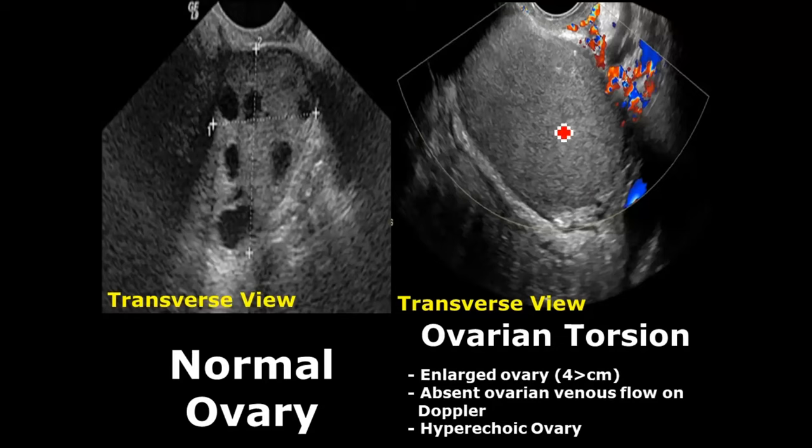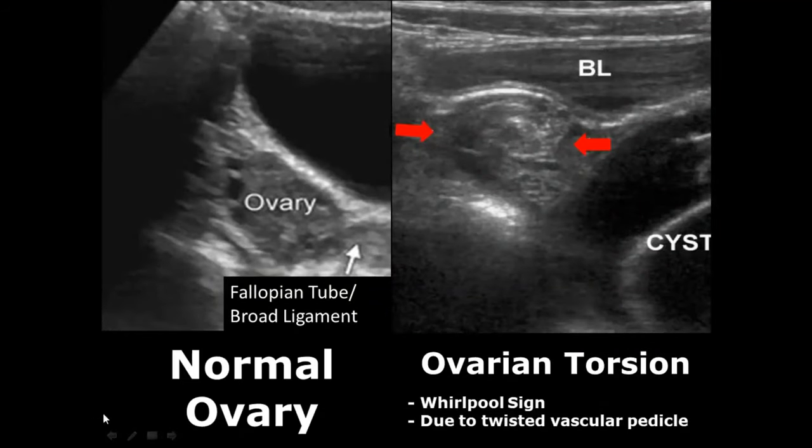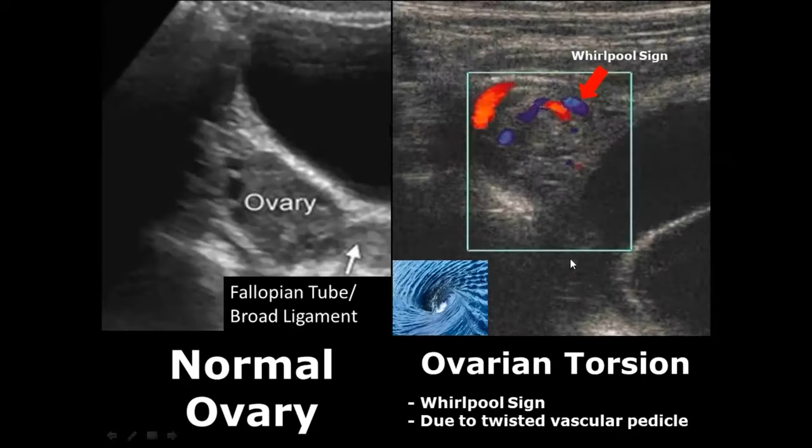Here we can see there is no blood flow inside the ovary when the Doppler is applied, and the ovary is appearing hyperechoic as well. A classic sign of ovarian torsion is the whirlpool sign. Because the ovary is twisted, it gives us this type of appearance, and this appearance is called the whirlpool sign. Using Doppler makes the whirlpool sign more prominent, as you can see the shape of the structure looks just like the whirlpools that we see in water.